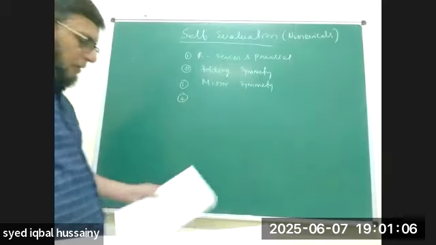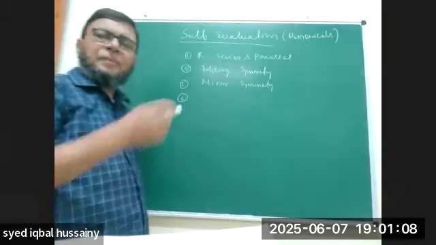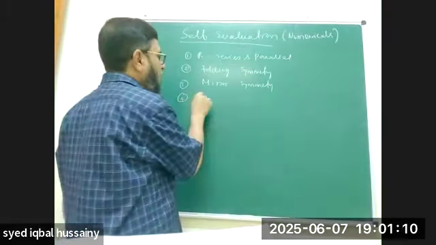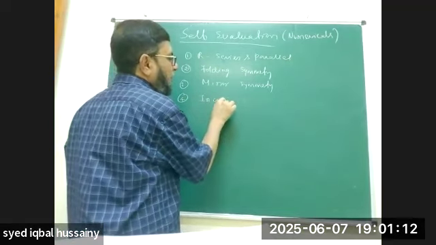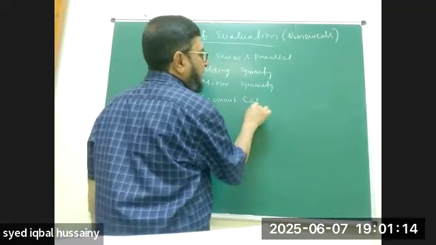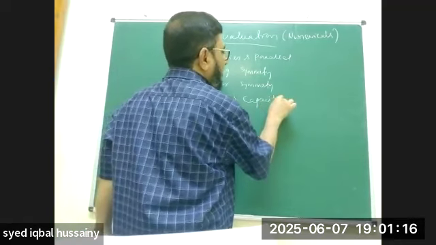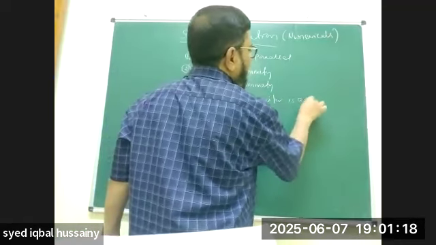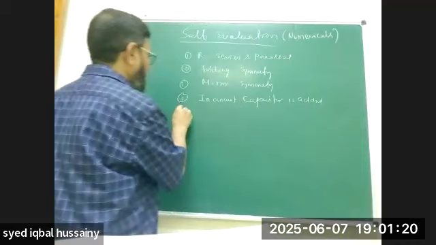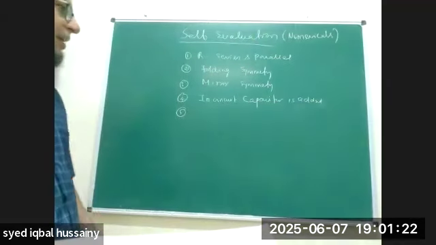Then mirror symmetry, and then if a capacitor is added in the circuit, this kind of numerical. If a capacitor is added, how to solve the numerical? This also you should know. Fourth one, if a capacitor is added.